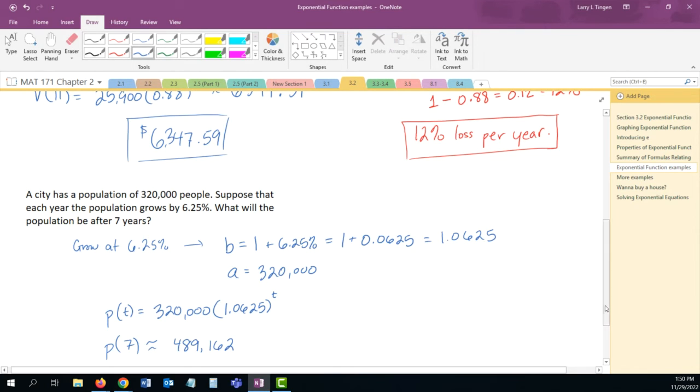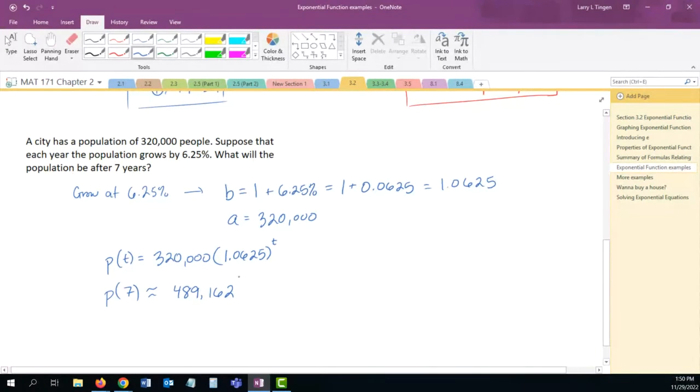These are people, so I can't have a decimal or a partial of a person, so that's why I rounded naturally. If the number to the right is 5 or greater, round up. If not, stay where you are. So that's my expected population 7 years from now.